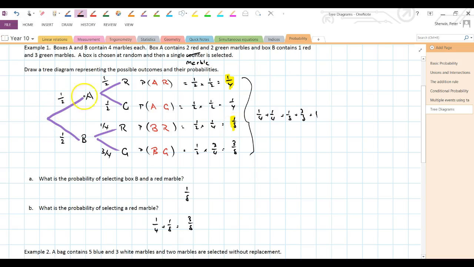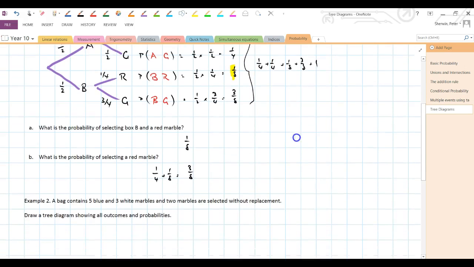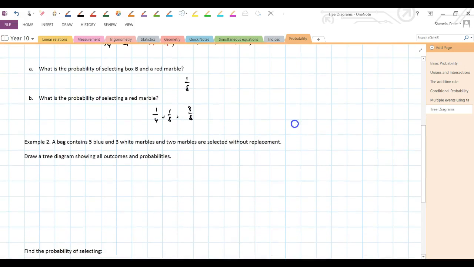So we multiply along the branches, and if there's more than one outcome that satisfies the requirements of a particular question, we add those up. Okay, let's have a look at example 2.